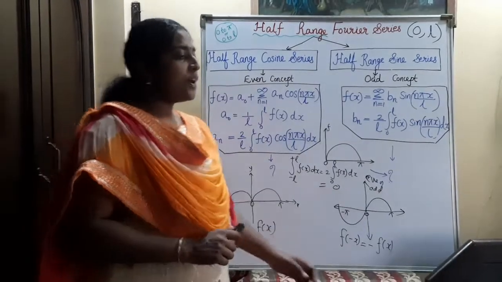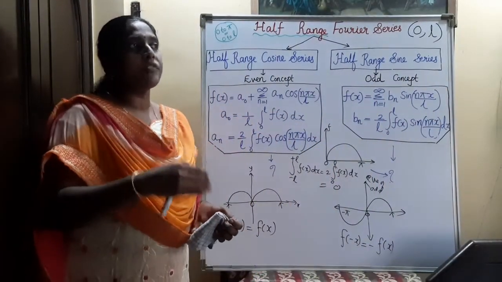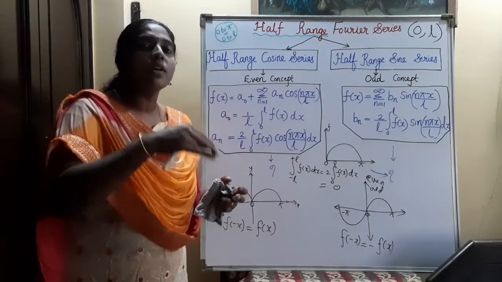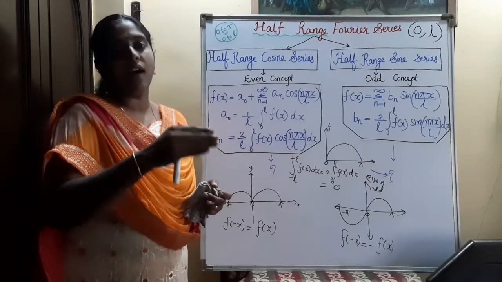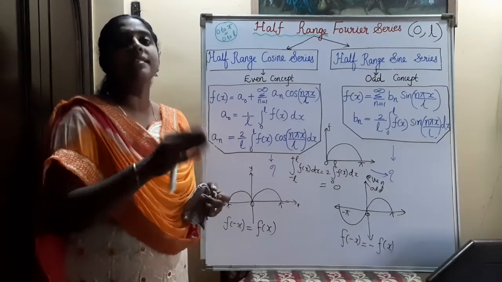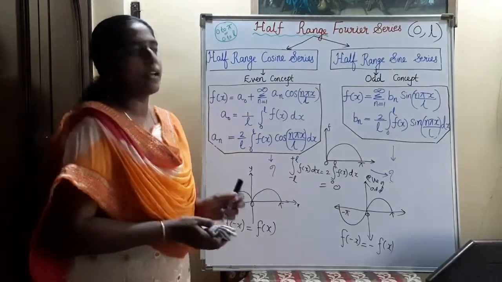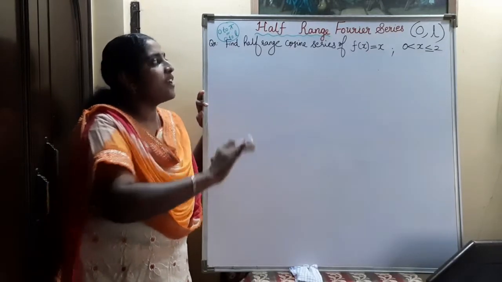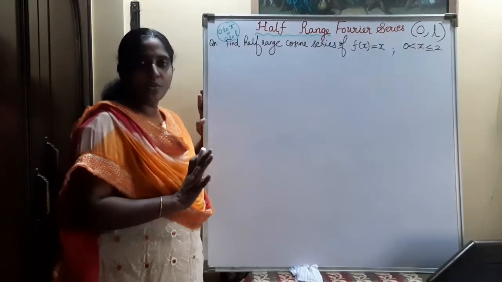Okay, so any given function, if it is a half range function and we are extending that to the full range, we can introduce both the odd nature and the even nature. That is, for a half range, we can write the half range cosine series as well as the half range sine series. We can see some examples. First, we can see a half range cosine series of a function f of x equal to x. The limits are from 0 to 2.